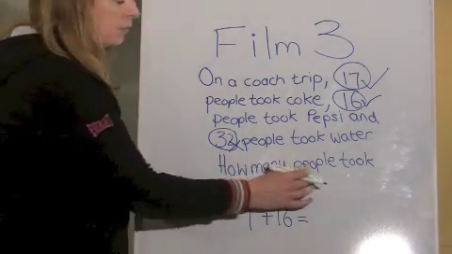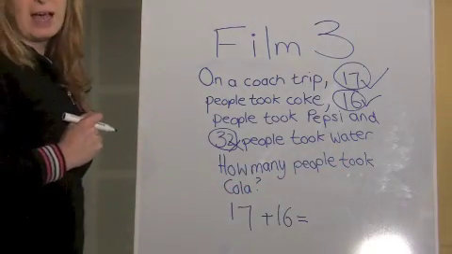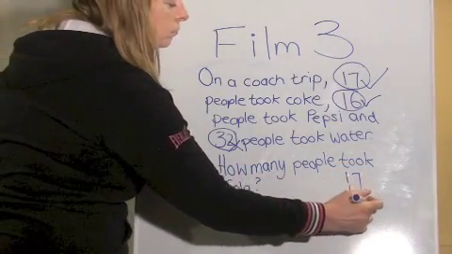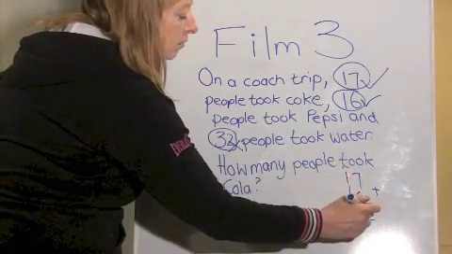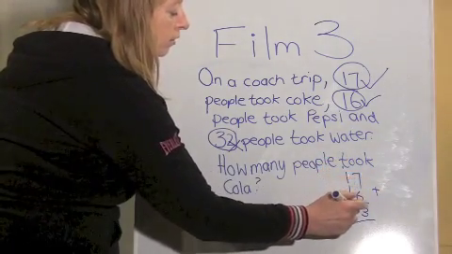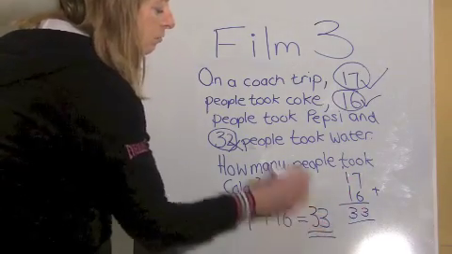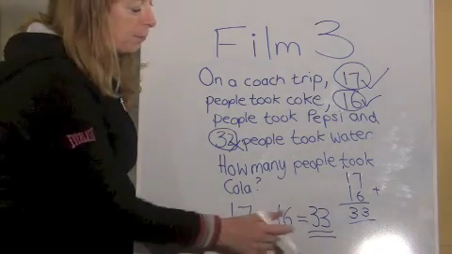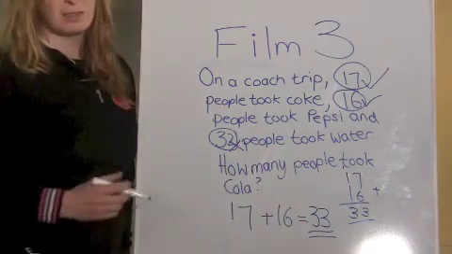They want to know how many people took cola. Those are the 2 numbers I'll use, and I'm adding them together. I'm going to use column addition. 7 add 6 is 13. 1, 2, 3. The answer is 33, and I'm going to underline my answer so that anyone marking my paper can see that this is my working out and this is my answer.